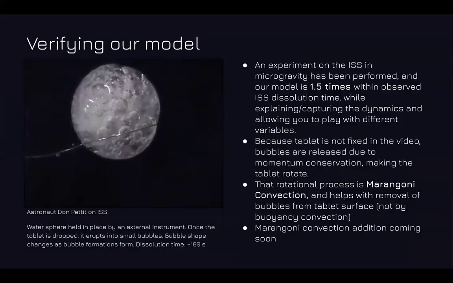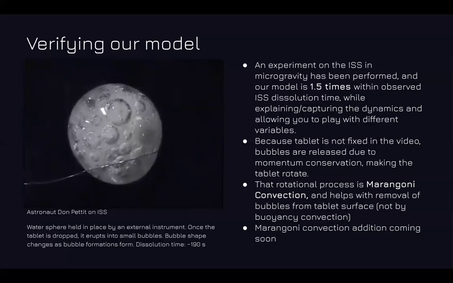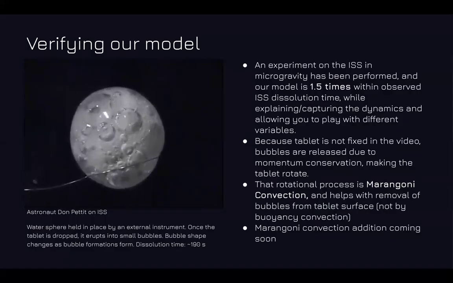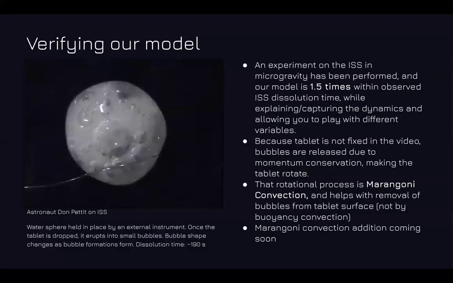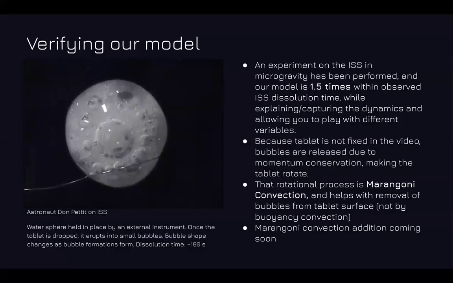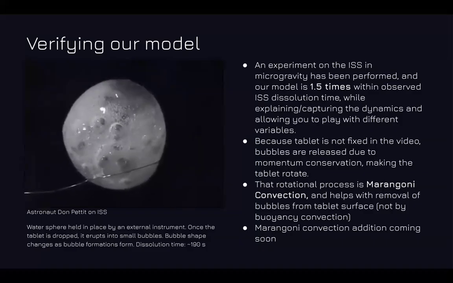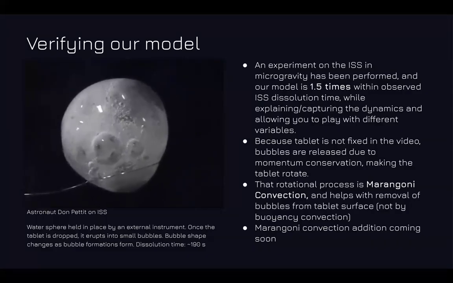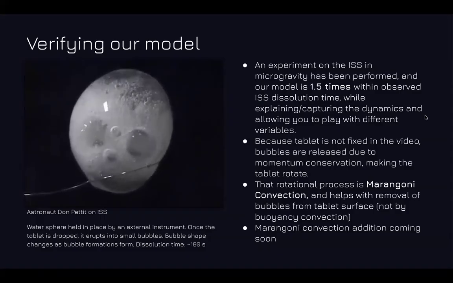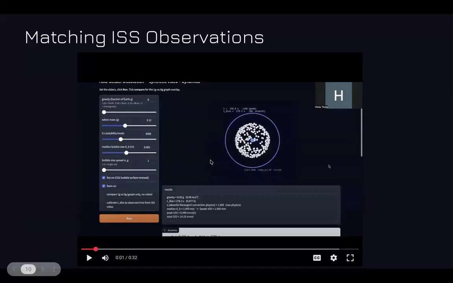In addition, our model also allows users to play around with different variables and capture different dynamics. Because the tablet is not fixed in this ISS video, bubbles are released due to momentum conservation, making the tablet rotate. This rotational process is Marangoni convection and helps with the removal of bubbles from the tablet surface. Marangoni convection is an addition we will be adding soon. So for now, we established a temporary variable to match the ISS observations called eta.